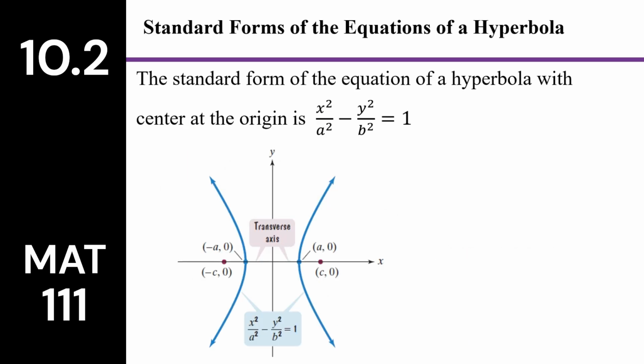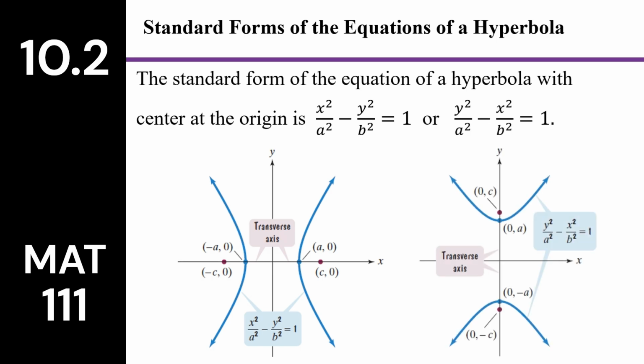The standard form of the equation of a hyperbola with center at the origin is x squared over a squared minus y squared over b squared equals 1. This version has its two branches crossing the x-axis, but we could also have y squared over a squared minus x squared over b squared equals 1. And this version has its two branches crossing the y-axis.